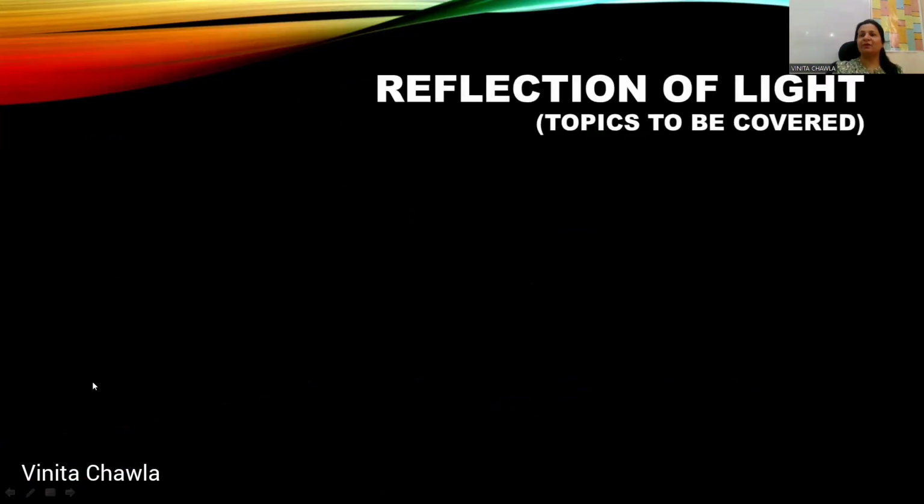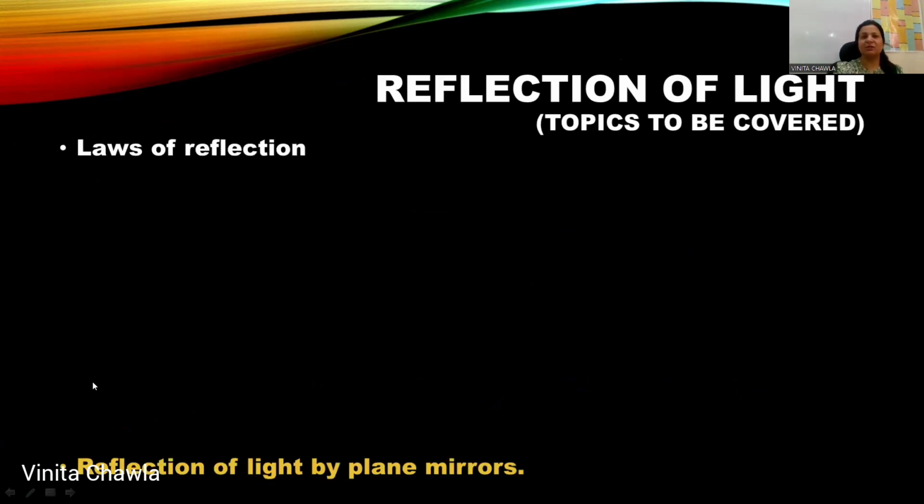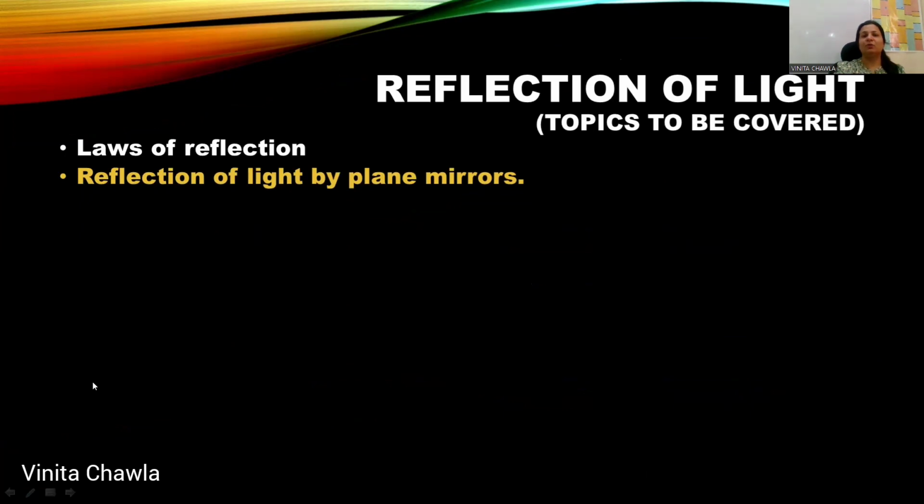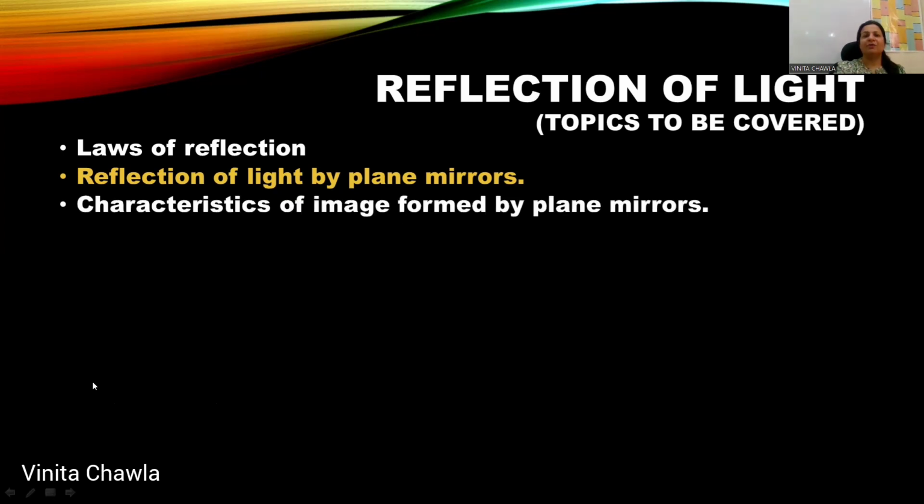Now, in reflection of light, we'll cover the following topics. We'll start with the laws of reflection. Then we will do reflection of light by plane mirrors. We have the ray diagrams, which we'll draw. And then we have characteristics of image formed by plane mirrors. This we have read in lower classes also.